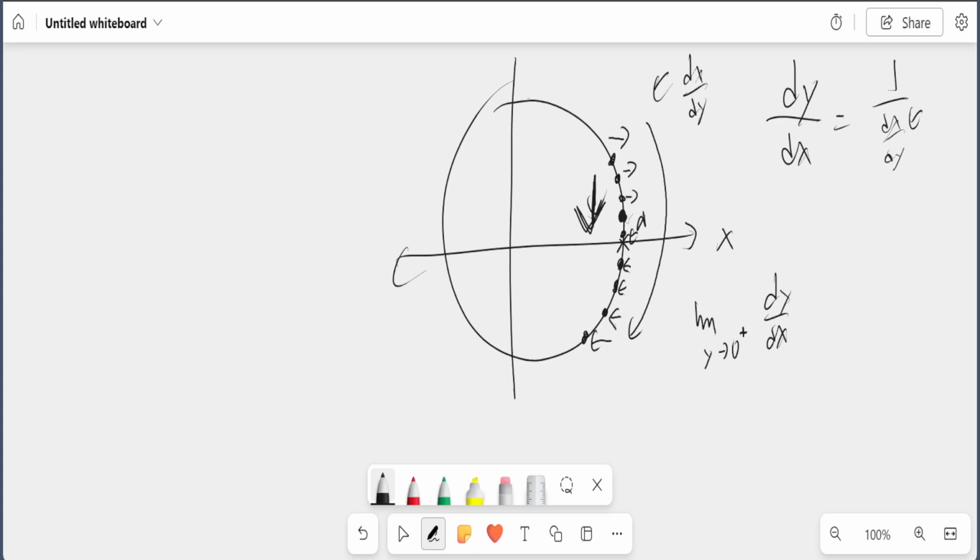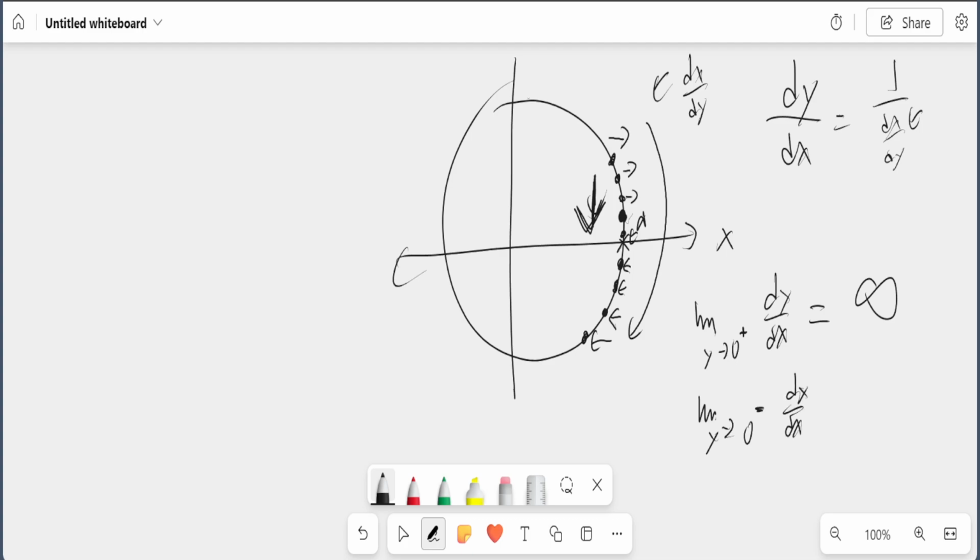So what would that limit be? What would this be? One over a really small positive number. It's infinity. Yes, so this is infinity.